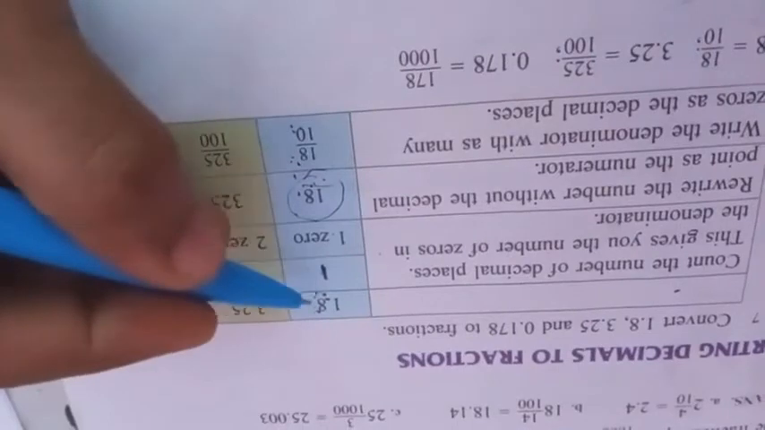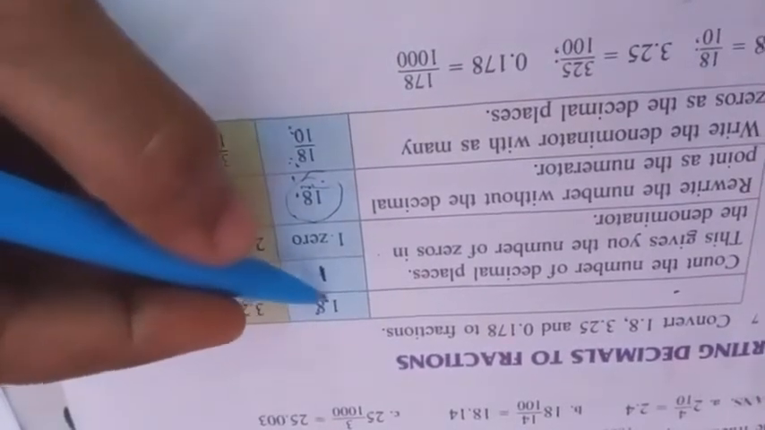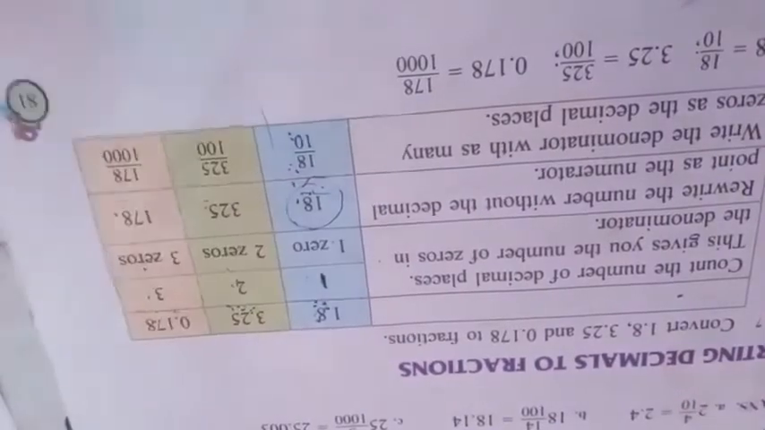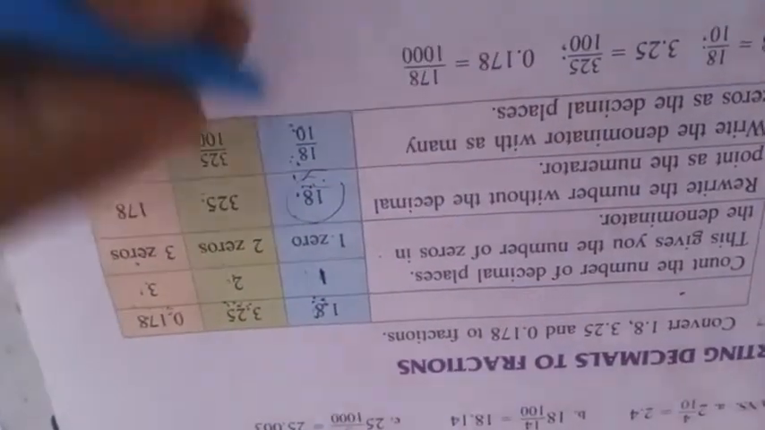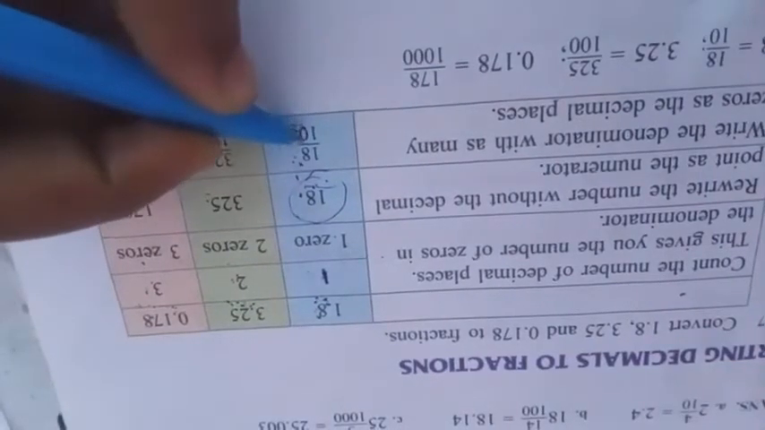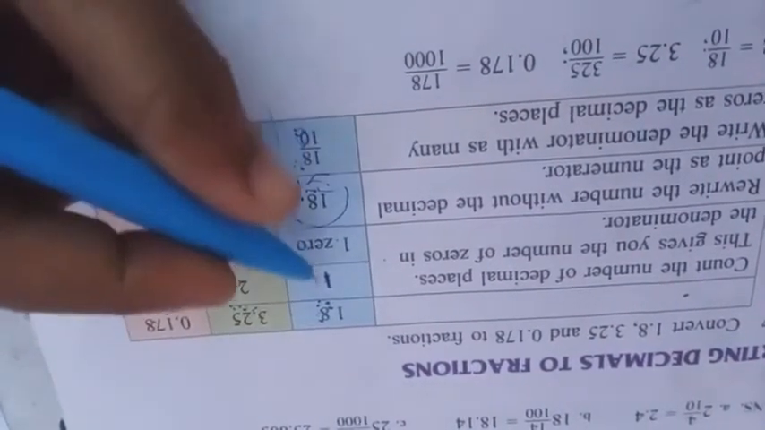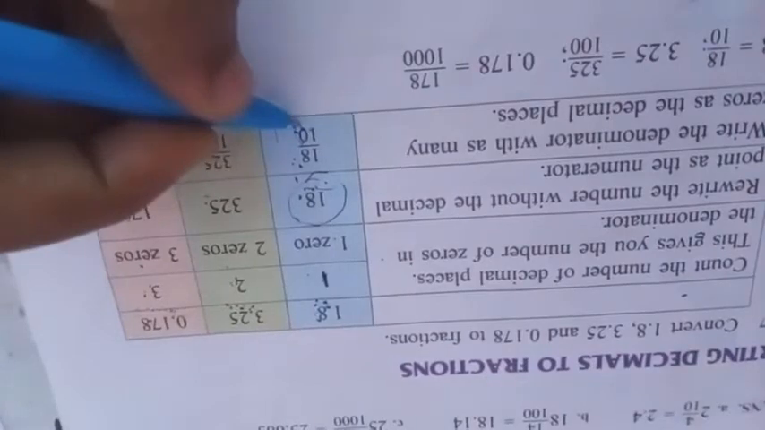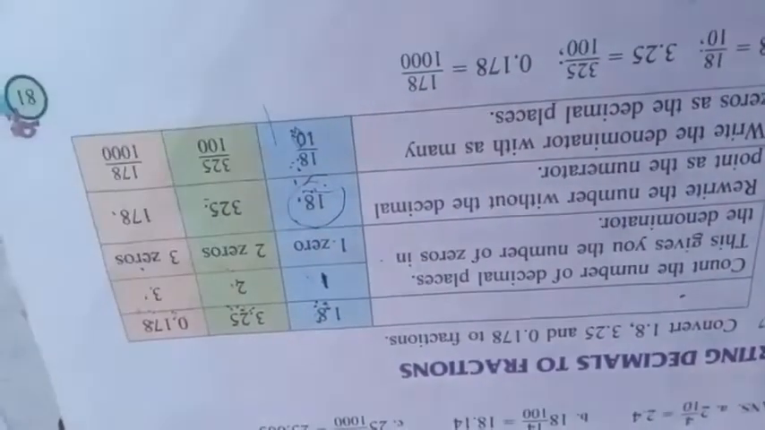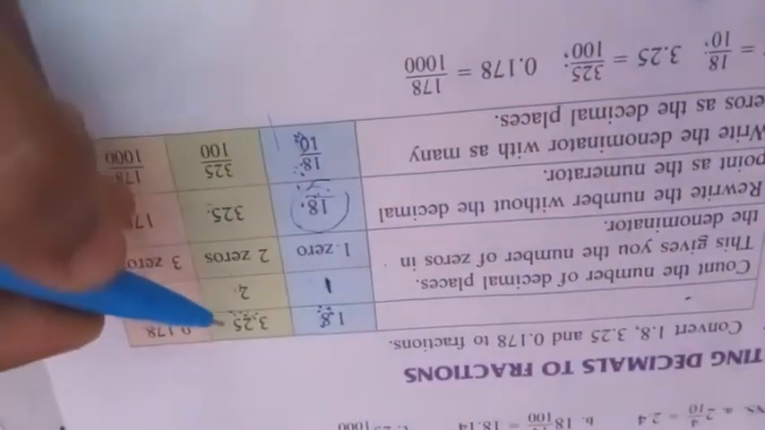In this sum 1.8, after the decimal point, number 8 is there. How many numbers? One number only. So, if one number, we have to write 10. So, 18 in the numerator, 10 in the denominator.